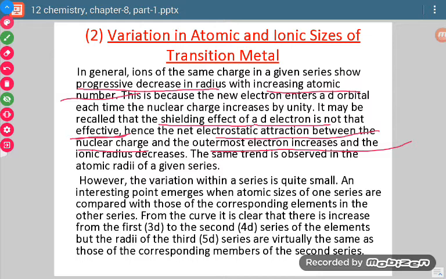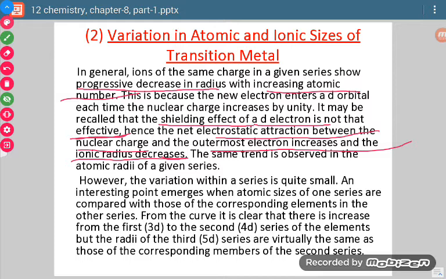So what happens when electrons are being added in the d orbital? There is a lesser shielding effect. Because of the lesser shielding effect, the effect of the nucleus on the outermost electrons is more, and because of that the atomic and ionic radii decrease.